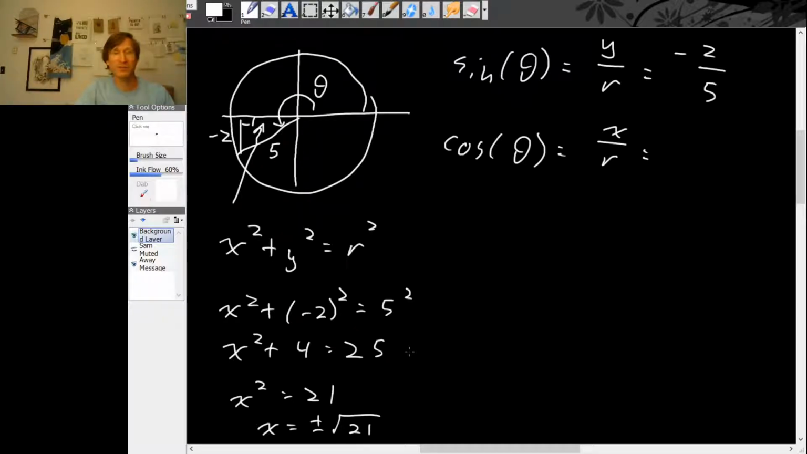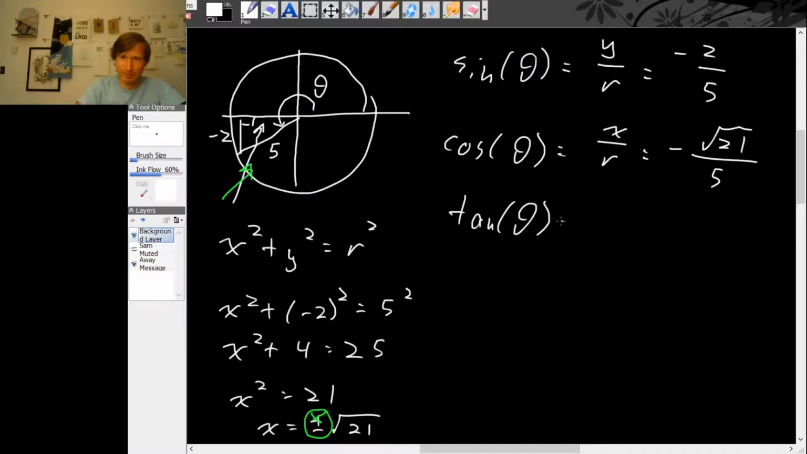Now, as always, we need to worry about what quadrant we're in in order to determine whether we want to choose the plus or the minus sign right here. But we're in the third quadrant, and in the third quadrant, x values are negative. So discard the positive, keep the negative. So x is negative square root of 21. So now we can come back and finish our cosine. X is negative square root of 21, and r is 5.